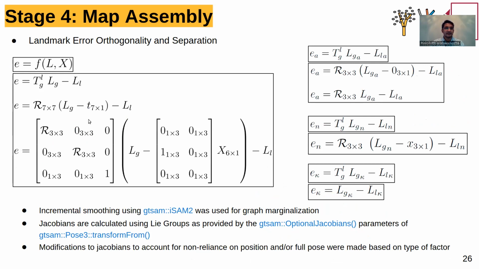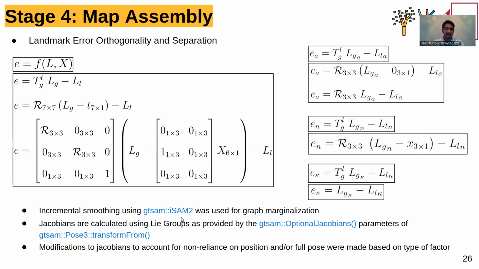The error metrics that were used in the factors are given in these equations. From these equations, it's seen that the axis error metric, the normal error metric, and the curvature error metric are all independent from each other because of the nature of how the matrix is orthogonal. And so we can separate each of them into their own factors and their own independent error metrics.